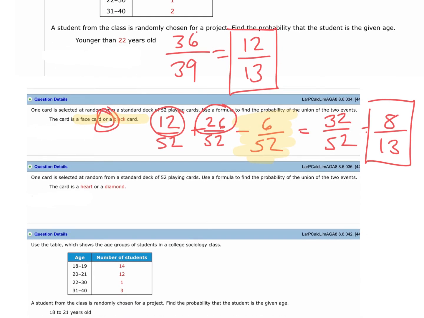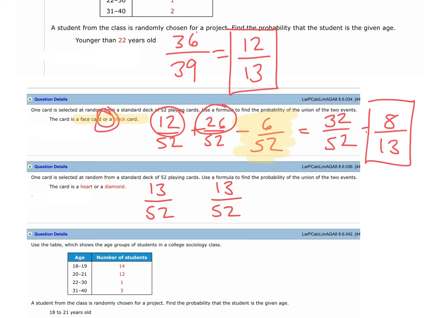Alright, one card is selected at random from a standard deck of 52 playing cards. Use formula to find the probability of the union of the two events. The card is a heart card or a diamond. So how many cards do we have with hearts on it? 13. And how many cards do we have with diamonds? 13 as well.